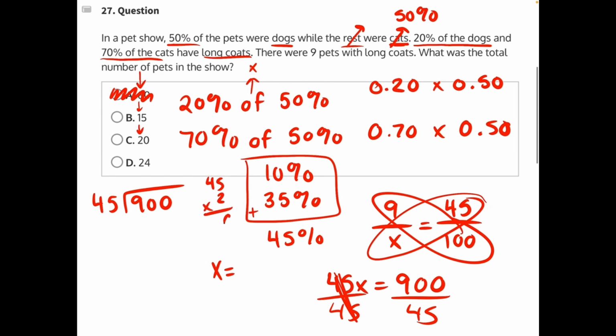2 times 5 is 10. 2 times 4 is 8 plus 1 is 9. And then you would have found out that your first digit has to be 2. And continue going from there. You would once again get 20, making C your correct answer.